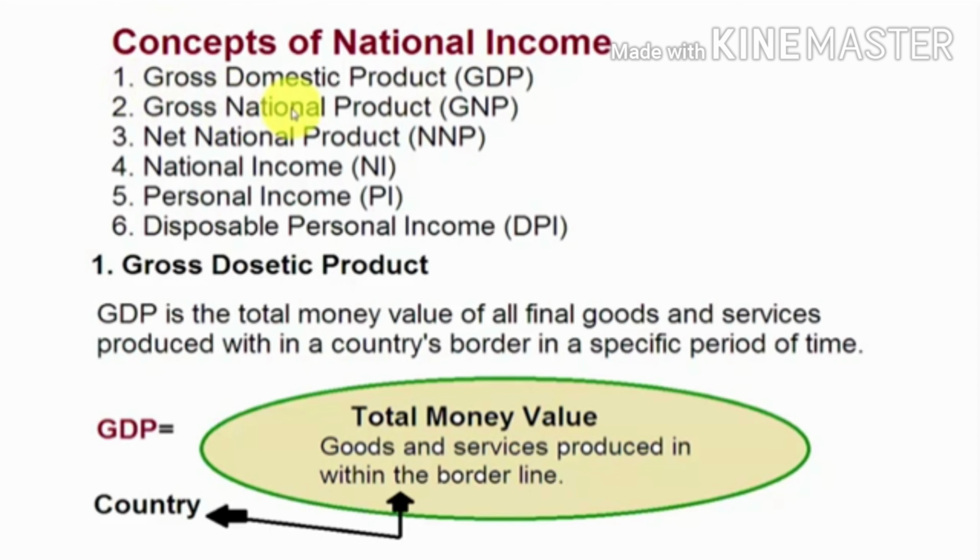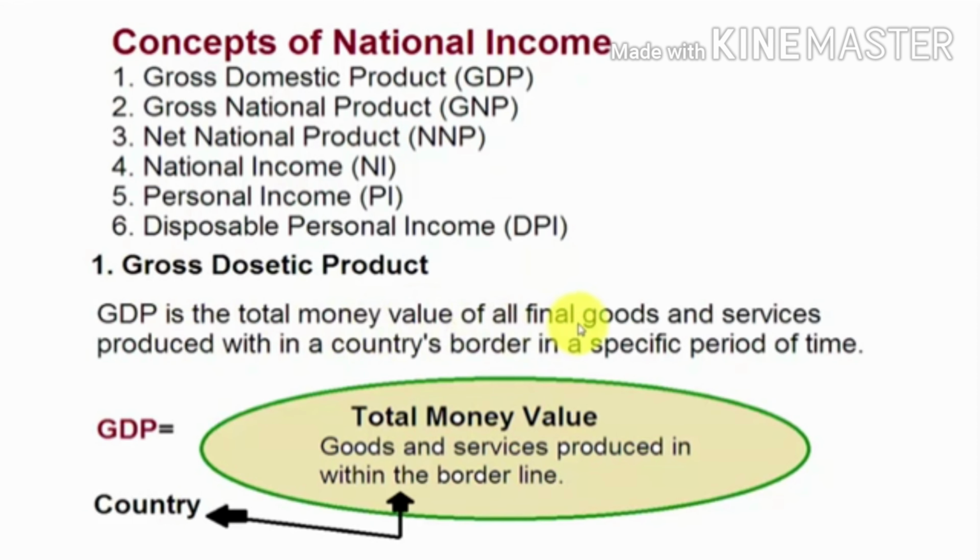First we have gross domestic product, the second we have gross national product, the third one is net national product, the fourth one is national income, the fifth one is personal income, and the last one is disposable personal income. We will discuss all the national income concepts in detail. First we will study gross domestic product.